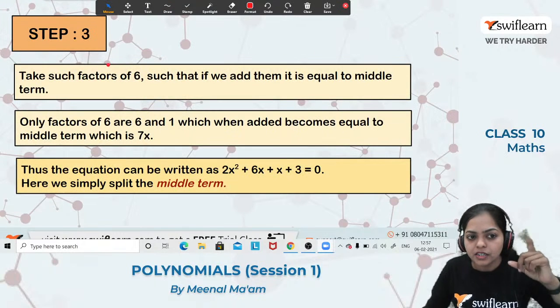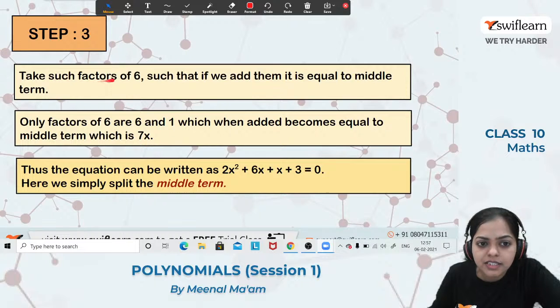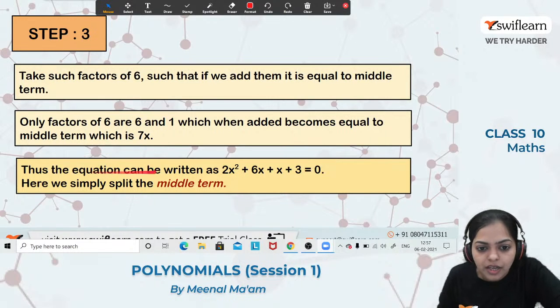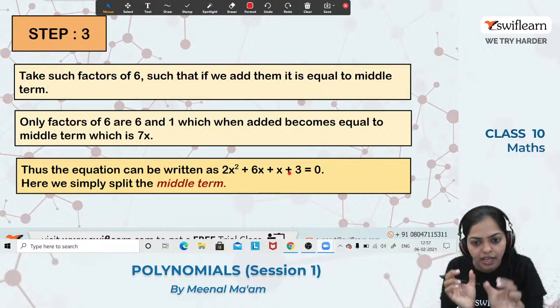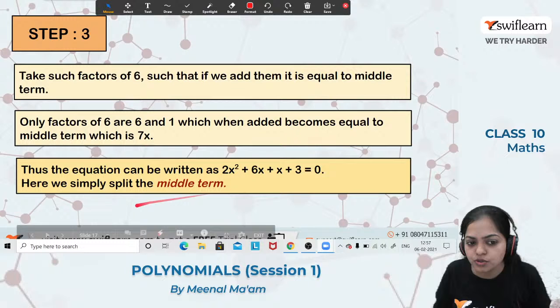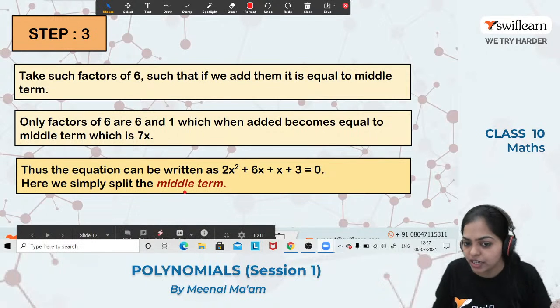Alright, the next step is to take factors of 6 such that when we add them, it equals the middle term. The two factors are 6 and 1, and when we add them, they equal the middle term, that is 7x. Got it? So we split the middle term, and it becomes 2x square plus 6x plus x plus 3 equals 0. Here we simply split the middle term.